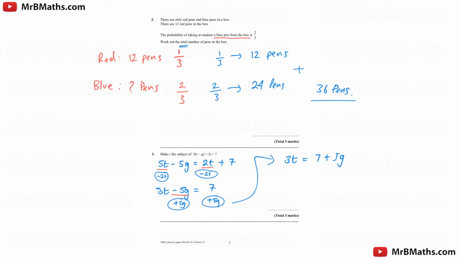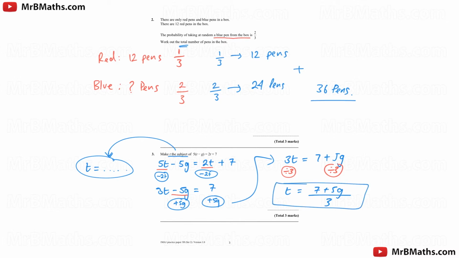And now the question does say it needs t the subject, and that means that the end answer should be t equals. Okay, now at the moment we've got 3t, which is not what we want. We need to get rid of that 3. 3t together means 3 times t. So to get rid of that, we need to do the inverse of times, which is to divide by 3. And therefore we have t equals (7 plus 5g) over 3. And this is our final answer.